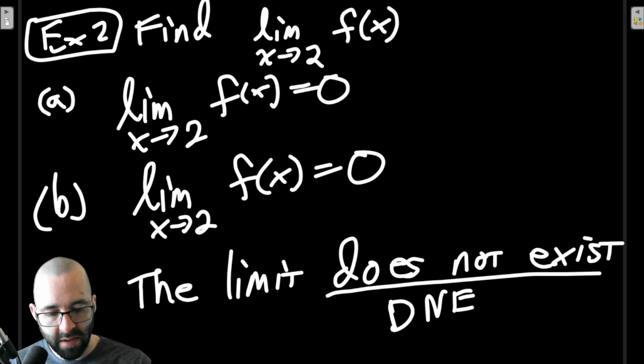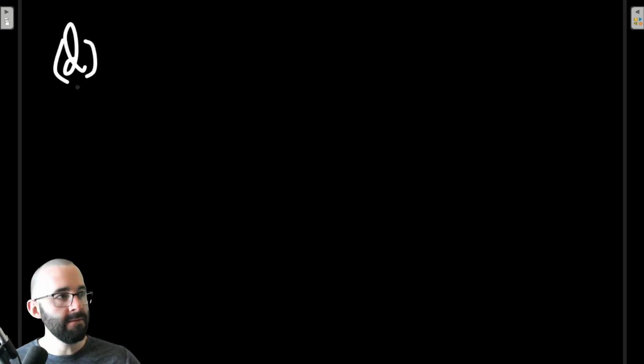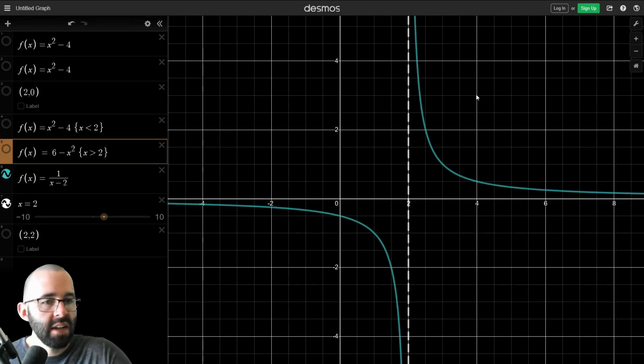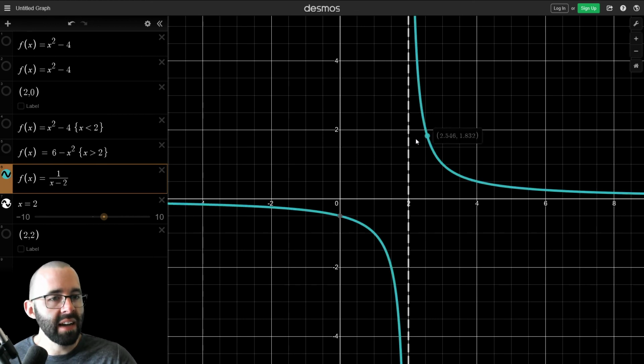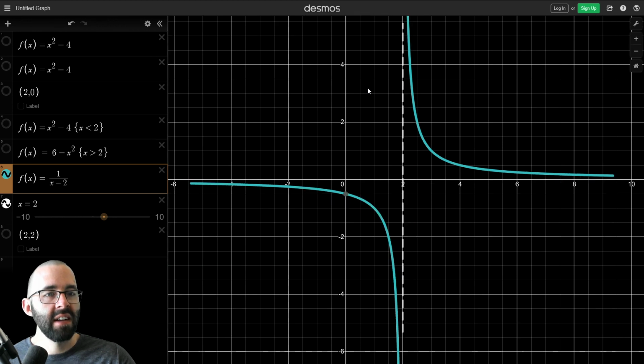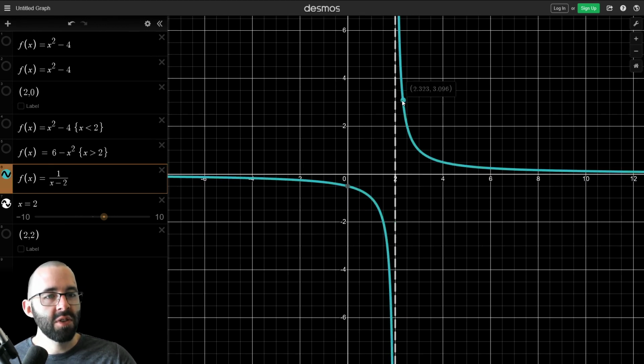All right, last one for this video is going to be part D. And part D is going to look a little something like this. This is a reciprocal function. And as x gets really close to 2, again, we have a similar situation, right? From the right, look at these x values. These x values are getting really close to 2, and the y values are getting bigger and bigger and bigger. And in fact, they'll get bigger and bigger forever. So from the right, as x approaches 2, the y values go off to infinity. From the left, as x approaches 2, the y values go off to negative infinity.